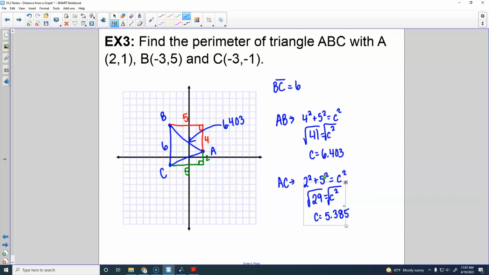What have we got to do to find perimeter? We've got to add them all together. So we're going to take these 3 numbers, the side 6, side 6.403, and 5.385. We're going to add those together. Did you add the 6 in, Julian? That sounds too low. That might be better, yeah.